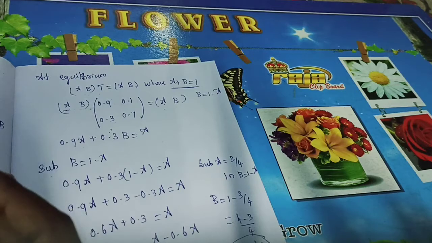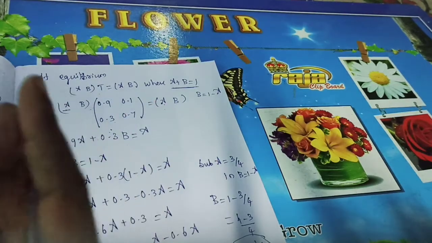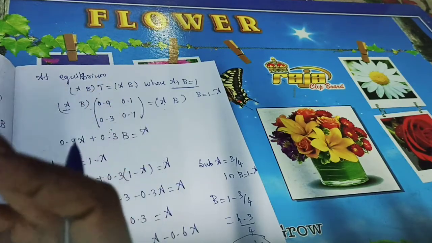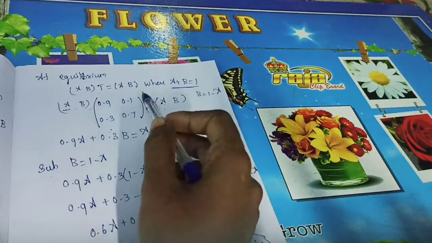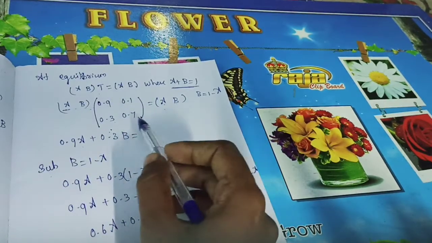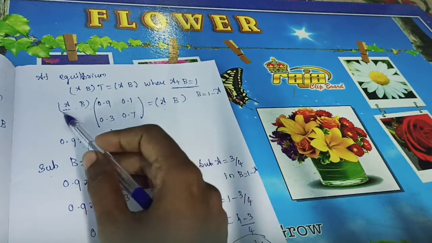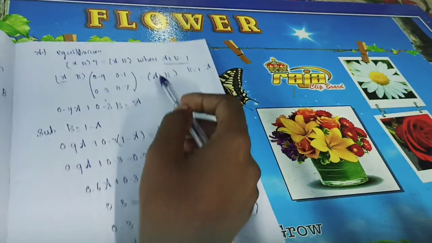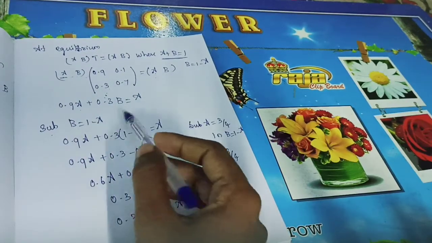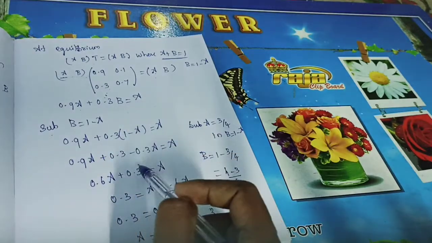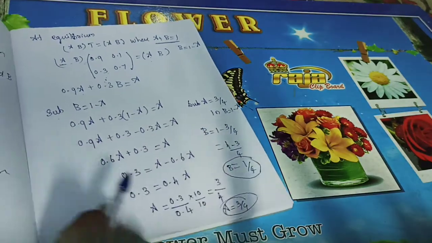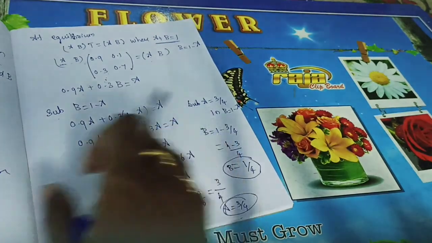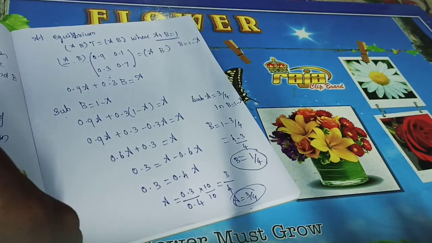So the condition, or otherwise the small formula, is [A B] into T, where T is the transition probability matrix, is equal to [A B], where A plus B is equal to 1. So [A B] into the transition matrix is equal to [A B]. Now what I did, I multiplied. That's all. A into 0.9 plus B into 0.3 is equal to A. So substitute B is equal to 1 minus A in this equation, and from that I will obtain the value of A. Now substitute this A value in B is equal to 1 minus A. From that you will obtain the value of B.